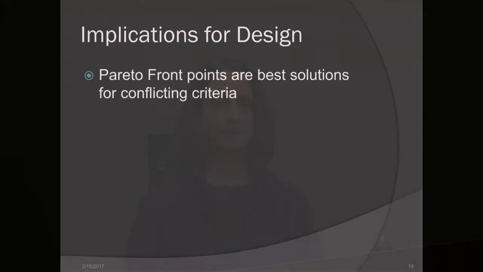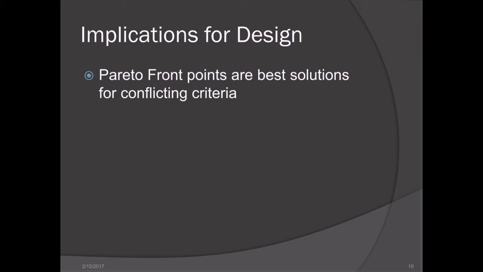What this tells us in our design is that the Pareto front points are going to give us our best solutions for conflicting criteria. So the problem with conflicting criteria is which one do you choose? Okay, and we all face decisions like this every day. You know, do we buy a bigger car or do we get a car with better gas mileage? Okay, those types of things are often conflicting. Okay, do you pay more for item A or do you pay less for item B, and which one is going to give you the better value?